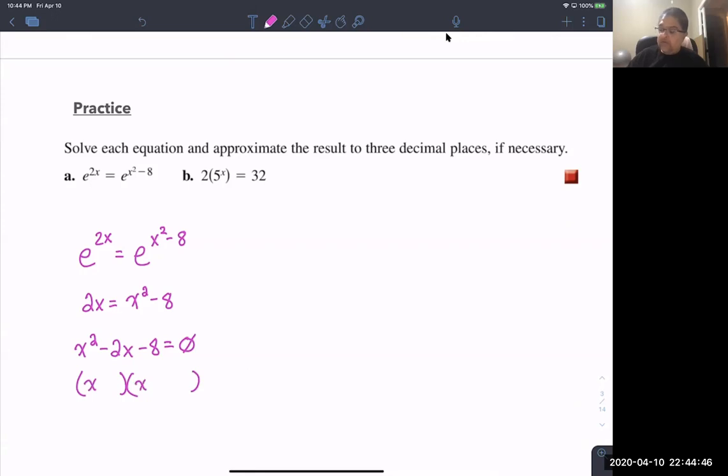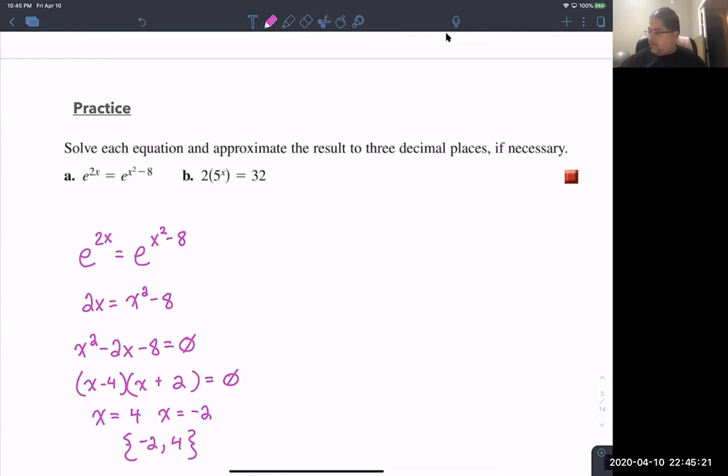So what are two numbers that multiply to give me -8, but combine or add to give me -2? That would be -4 and +2. So x equals 4, x equals -2. So my solution set is -2, 4. And you can go back and verify that they both give you a valid solution, where both sides of the equation will be the same. Okay.